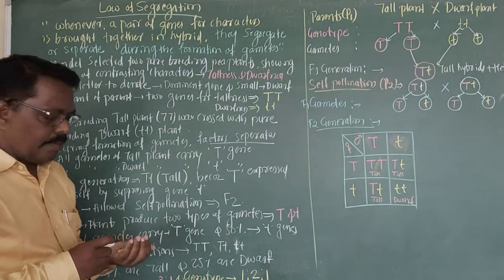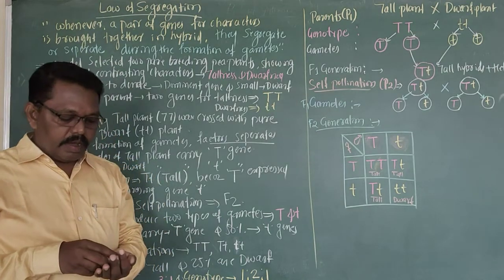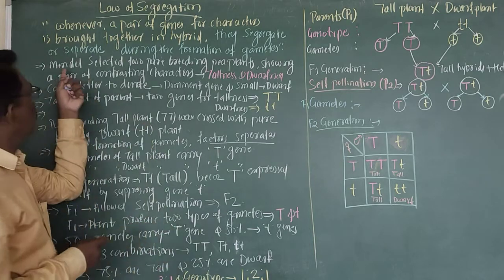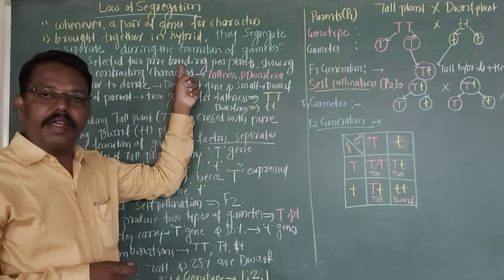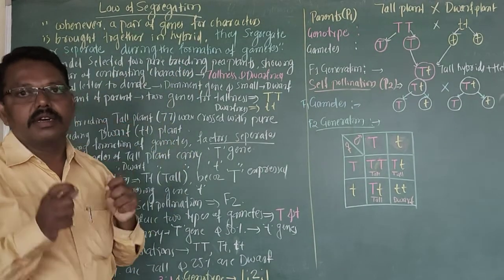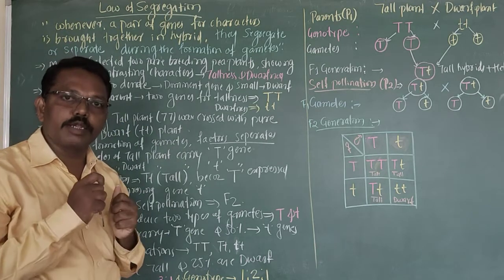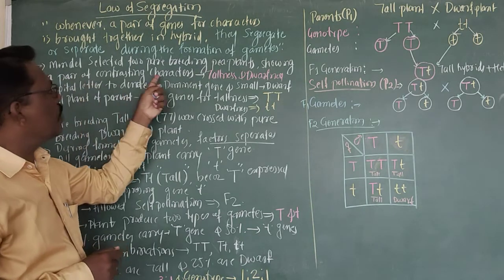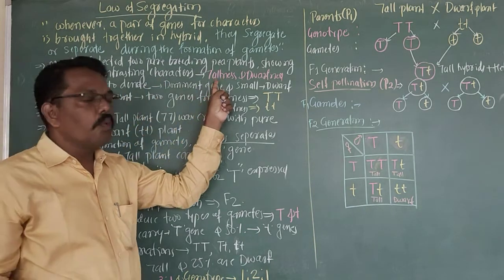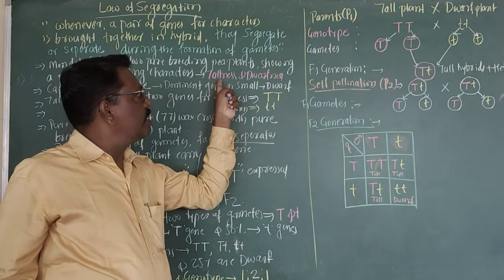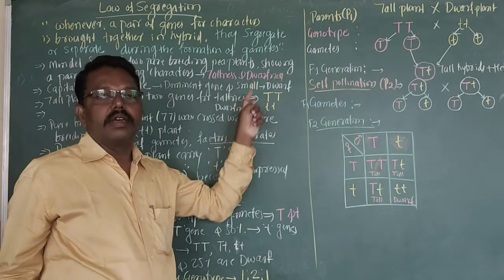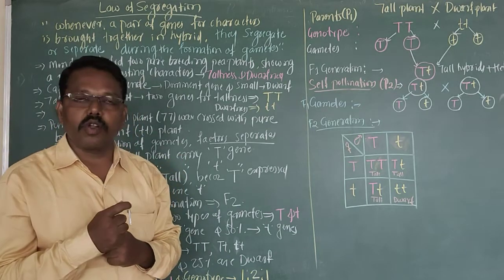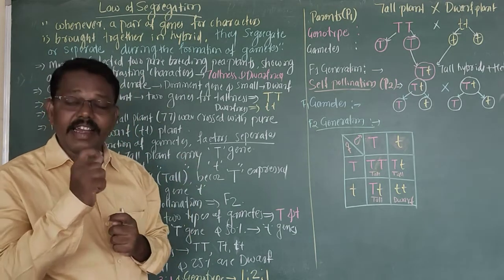First, Mr. Gregor Mendel took two pure breeding homozygous pea plants. Mendel selected two pure breeding, not heterozygous, homozygous pea plants, and they show a pair of contrasting characters. One plant is tall, that is tallness, and the other is dwarfness. He chose only one single character, that is, he used the monohybrid cross. That is the height of the plant body.